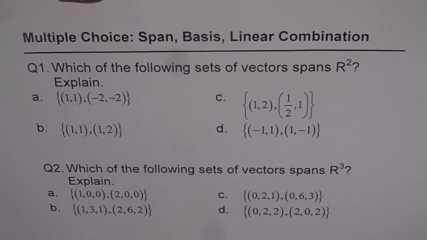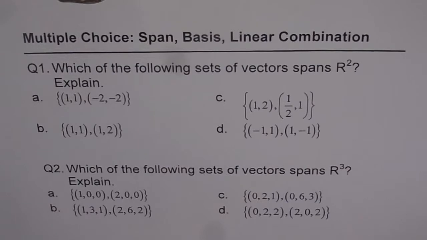So we have some multiple choice questions on this topic of spanning, basis, and linear combination. So let's go through them. Question number one is, which of the following sets of vectors spans R2? Explain. So we got four sets of vectors. You can copy them and then write down your answer.